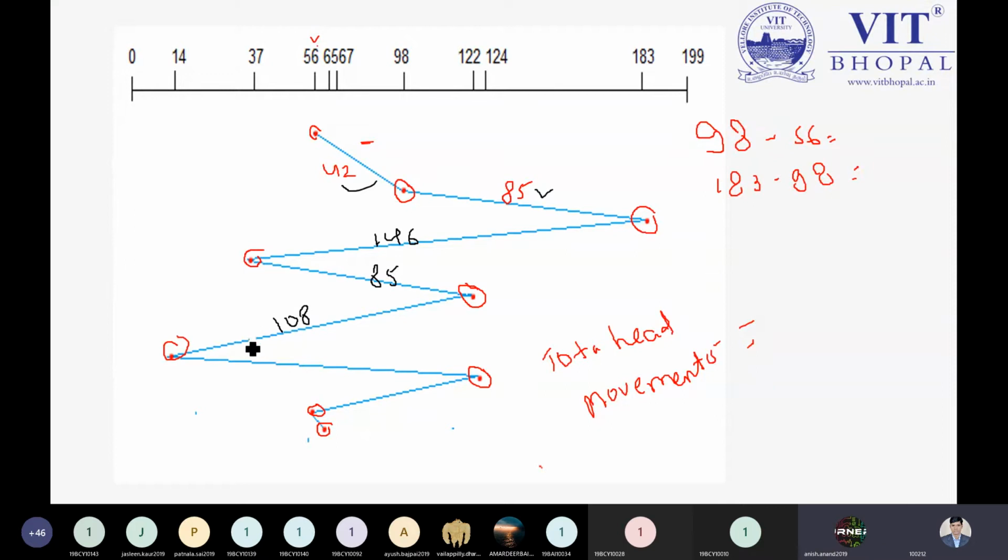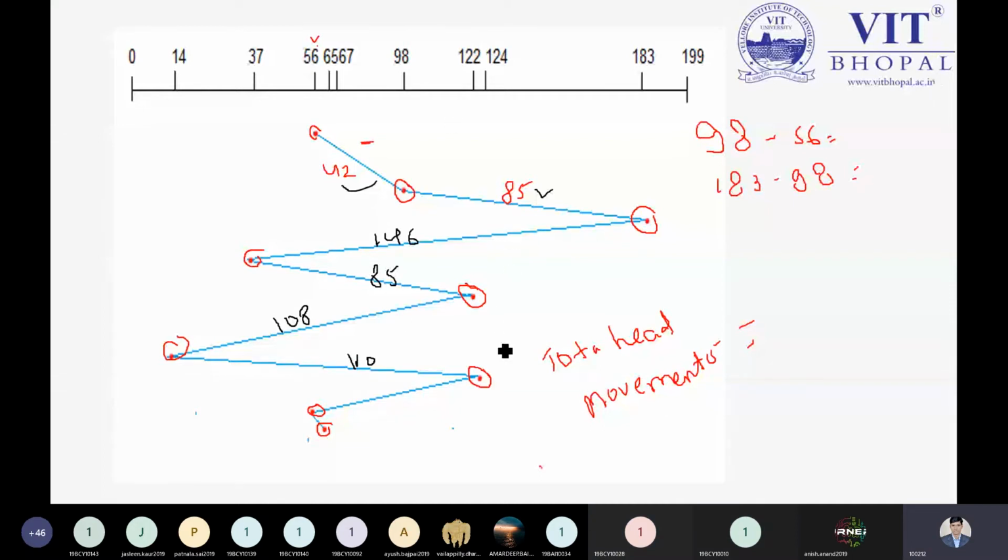And then 14 to 124. No, you are coming from 122 to 14, that is 108. Then 14 to 124. How much do we have? 110. Good. So that is the answer. We have the 110.